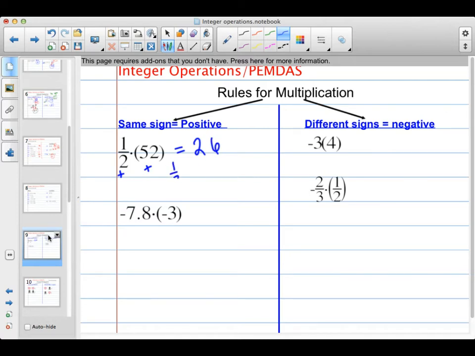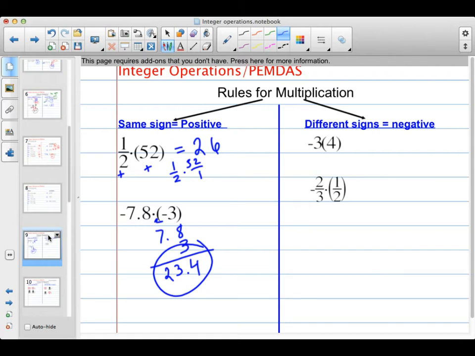All right, if you need to do it this way, that's fine too. 52/1 and multiply across, that's completely fine. But our answer should be 26. Next one, this is a -7.8 times a -3. Again, this is a negative times a negative. They have the same signs. Negatives times negatives will always equal positives. So now we just need to find out our answer. 7.8 times 3, which is going to get us, let's see, 21 plus 2 is 23.4, and this should be positive. A positive 23.4 would be our answer.